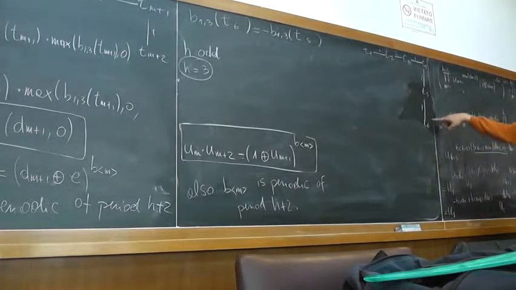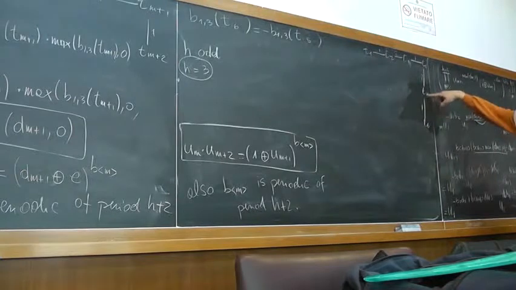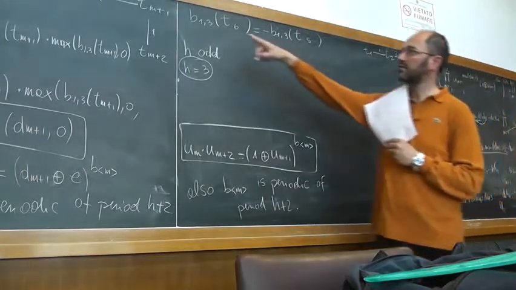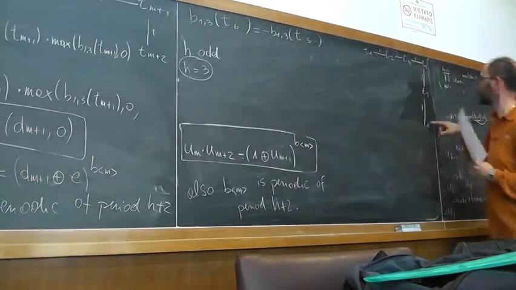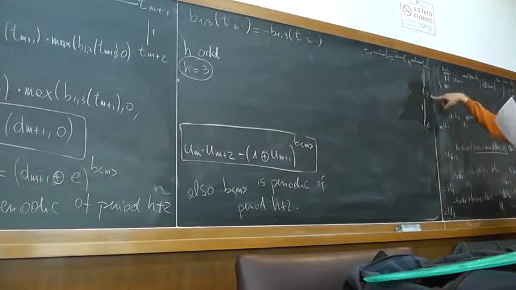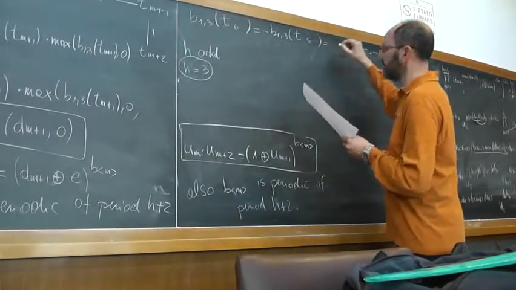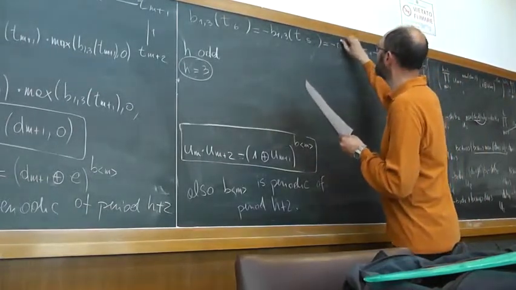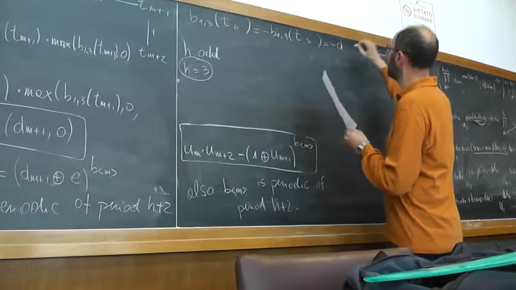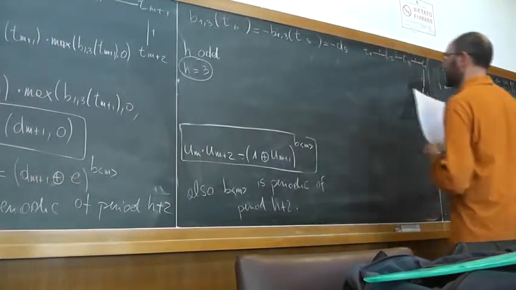So B13 of T6, since we have the index 1 here, this is minus B13 of T5, which is minus P5 by definition.